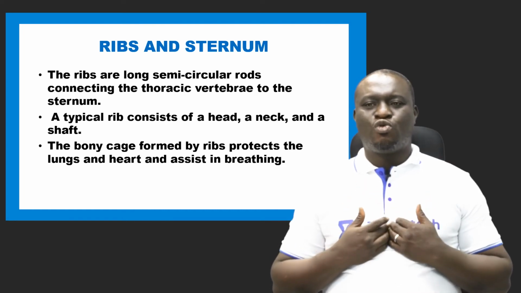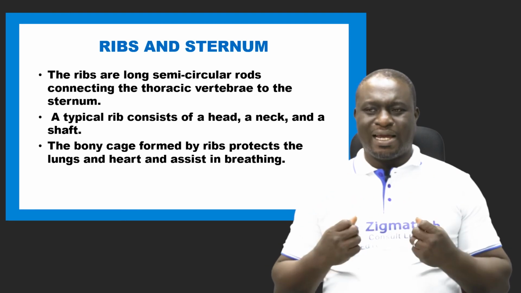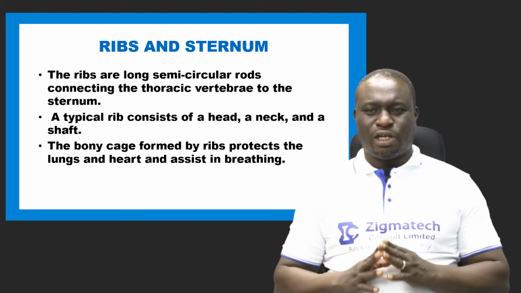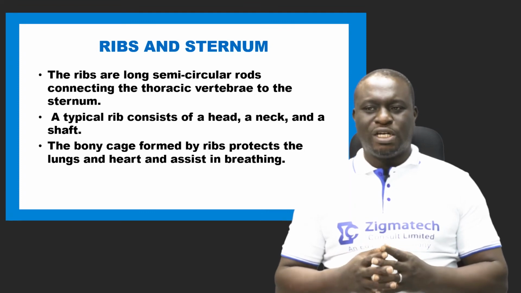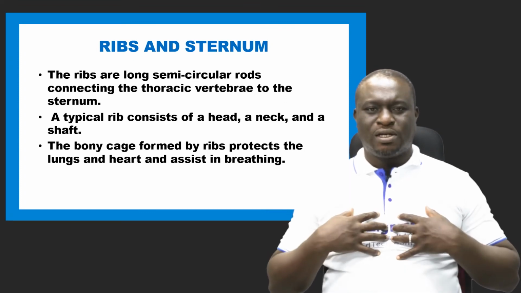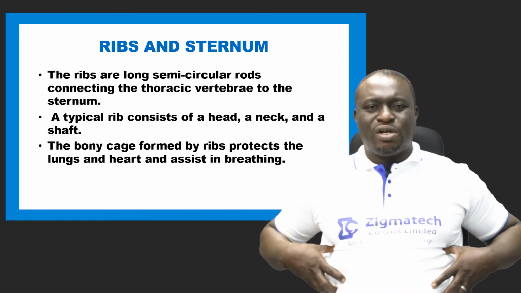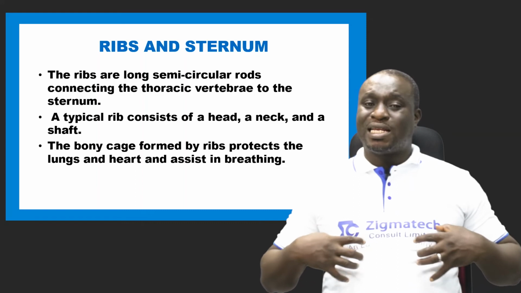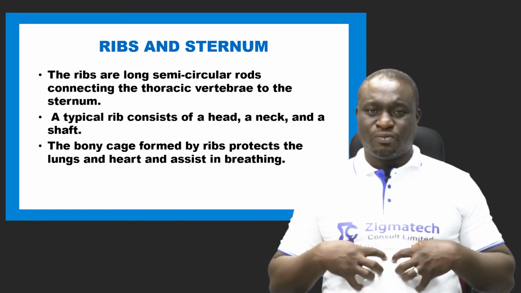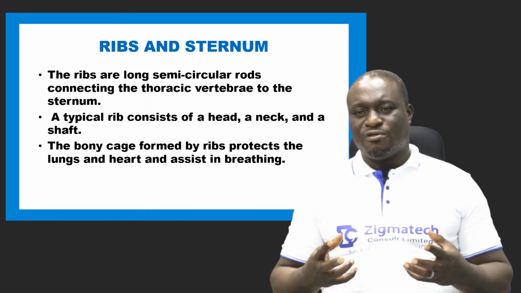Now, a typical rib consists of a head, a neck, and a shaft. Now, the bony cage formed by the ribs protects the lungs and heart, and also it assists in breathing. These are some of the functions of the ribs.